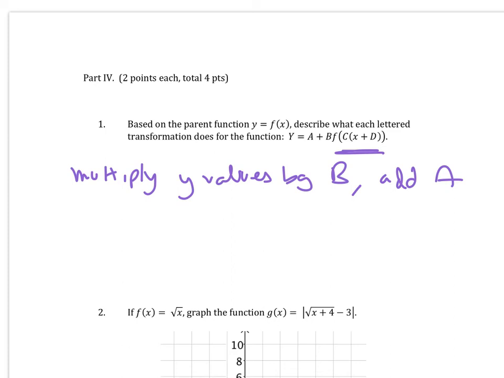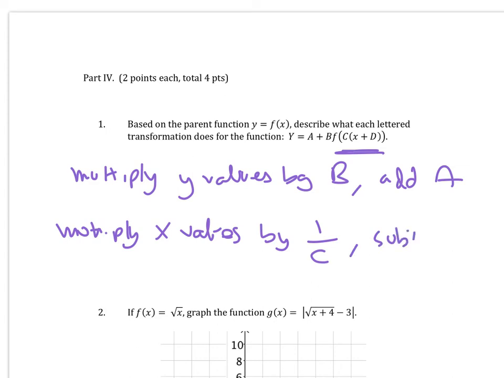So horizontally, we want to multiply x values, not by c, but by 1 over c, and then subtract the d value.